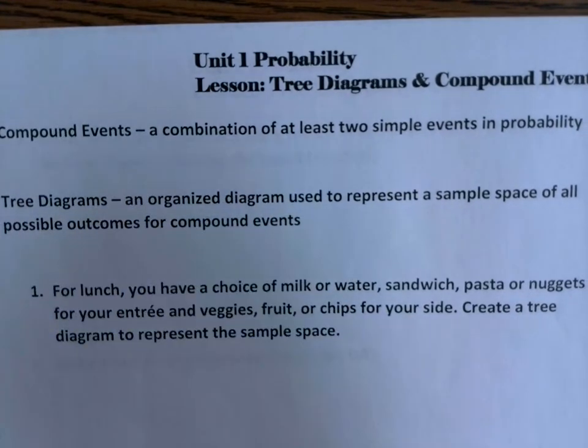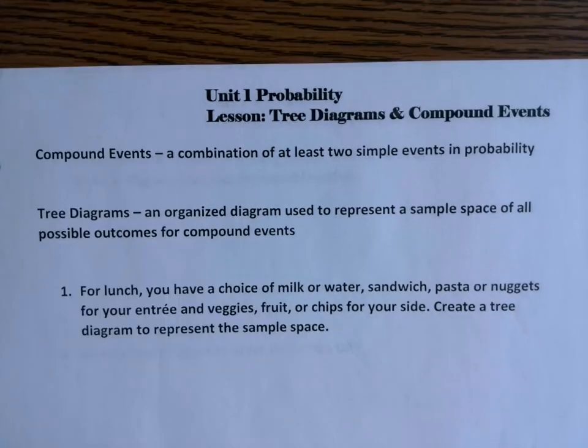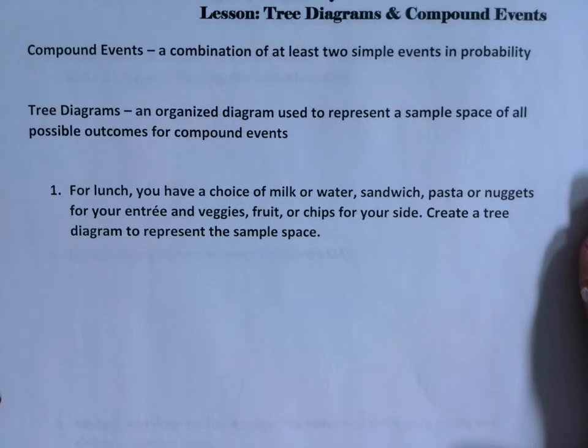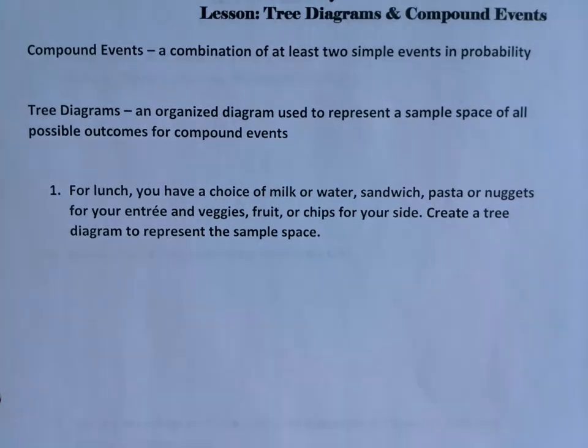Now, some of these compound events are independent, meaning that what you land on for one activity has no effect on what happens to a second activity. Some of them are dependent, meaning that what you choose to happen for your first outcome will ultimately affect how you choose your second outcome.